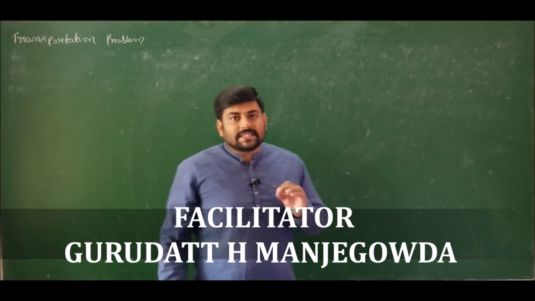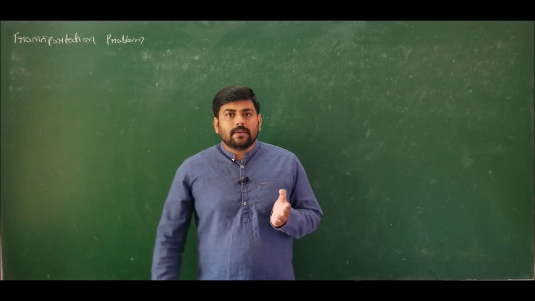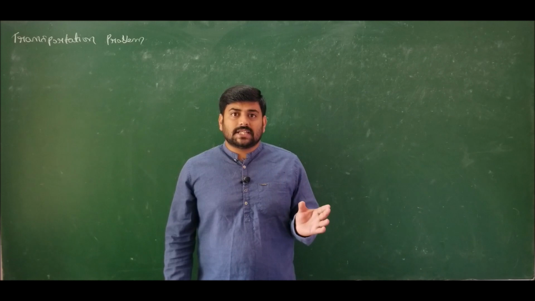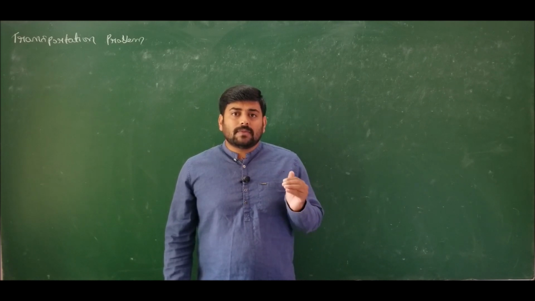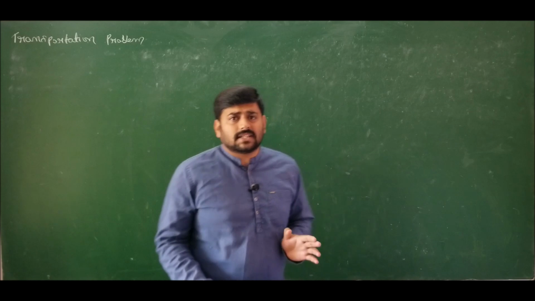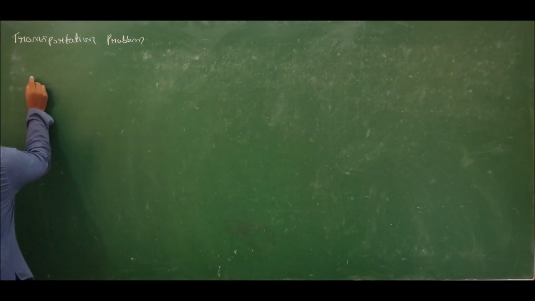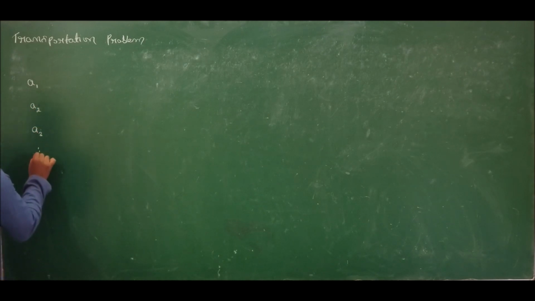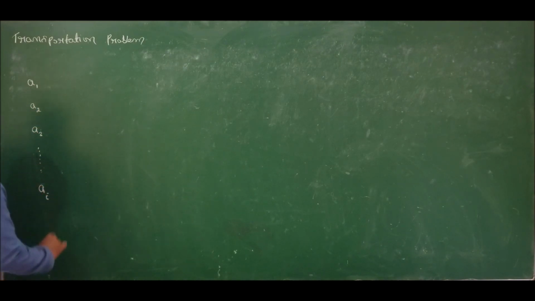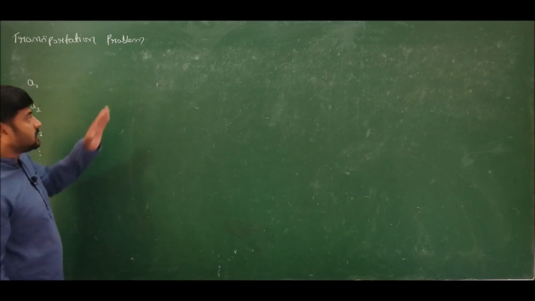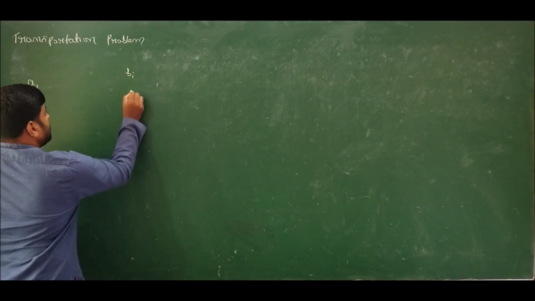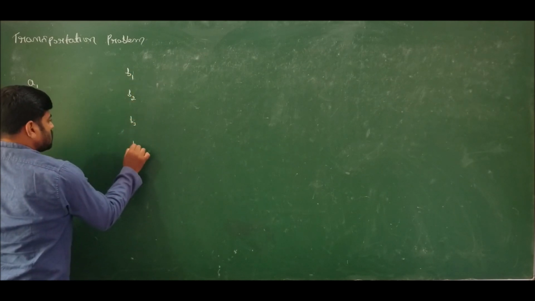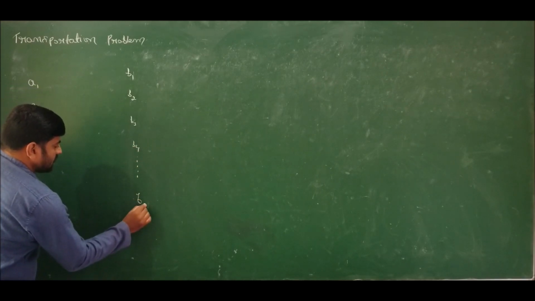Transportation problem is a special case of linear programming problem. The aim is to transport homogeneous commodities from M origins to N destinations with total minimum transportation cost. Let us consider we have many origins like A1, A2, A3, etc. up to Ai, from which I want to transfer the homogeneous commodities to destinations B1, B2, B3, B4, etc. up to Bj.